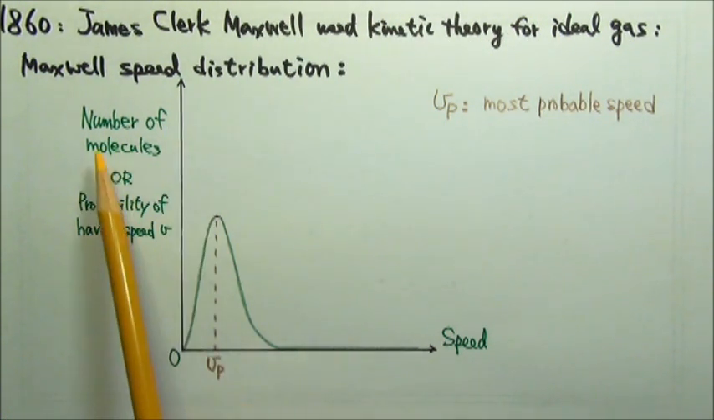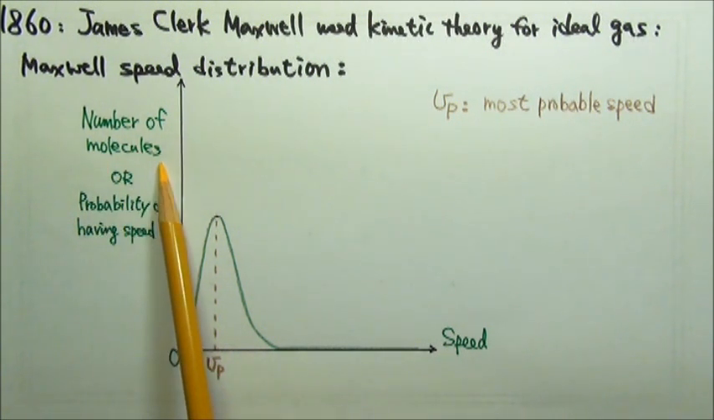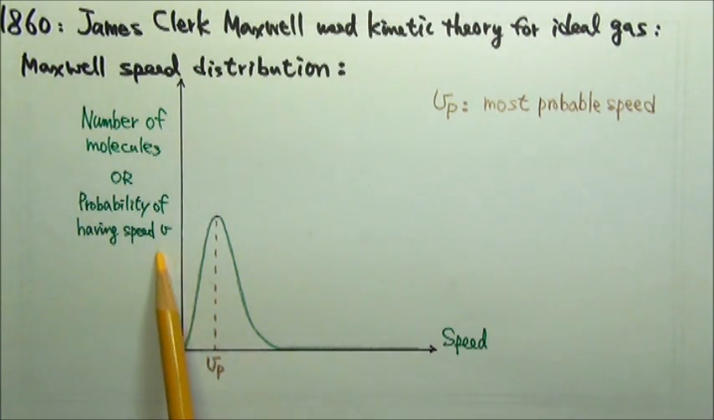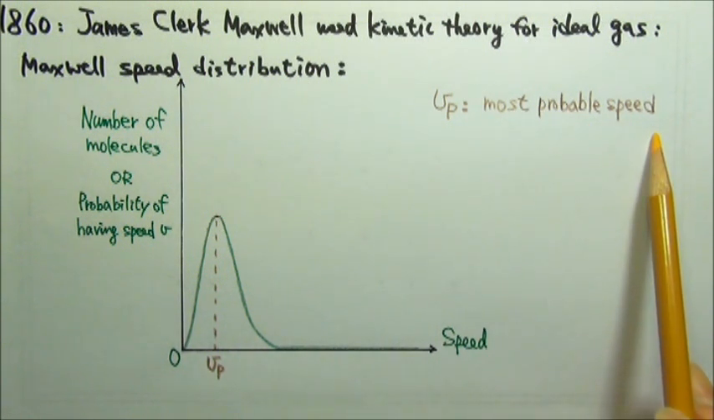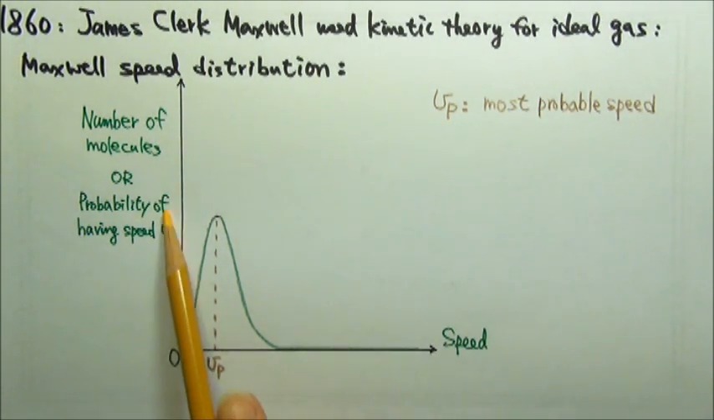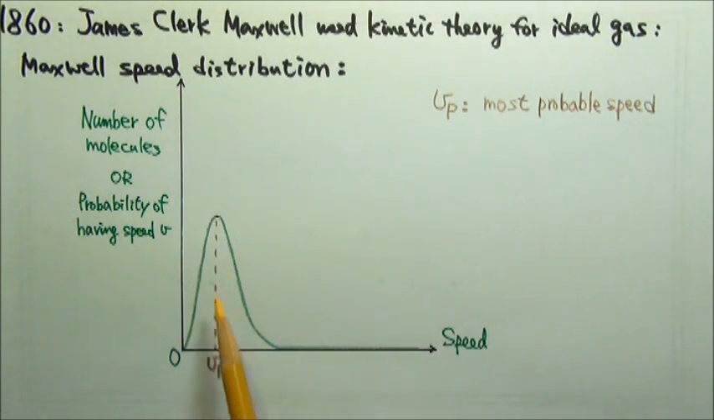Here, the y-axis represents the number of molecules, or the probability of having speed v, and the x-axis represents the speed v. As we can see, there is a peak in this distribution. We call its corresponding speed the most probable speed. The probability of finding molecules with this speed is the highest. Since this distribution is not symmetrical and is skewed to the right, the root mean square speed is slightly higher than the most probable speed.